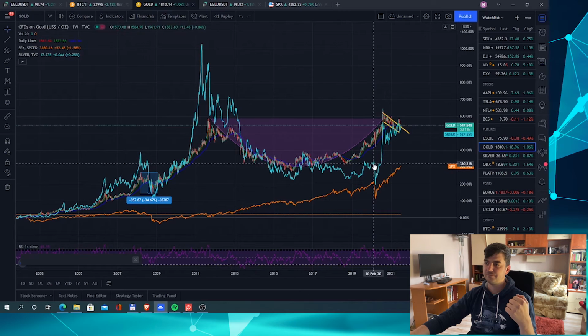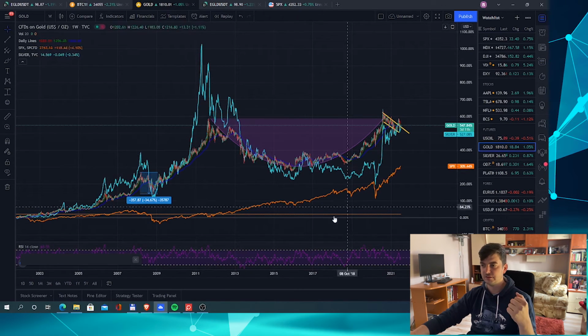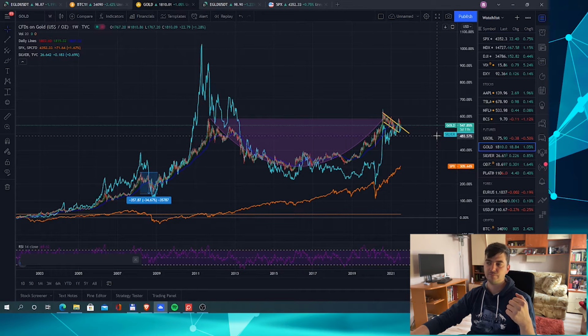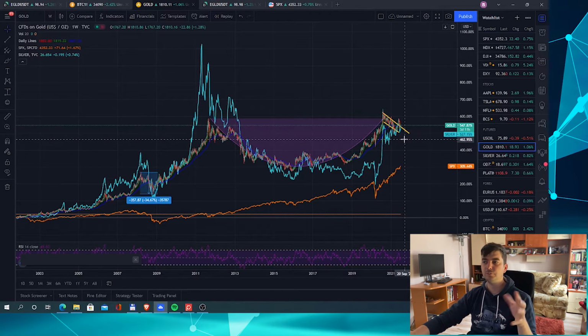It came back. As you can see, the candlestick is the gold, the blue line is the silver, and the orange line, that's the S&P 500. Now what's the problem for me? My problem here is that the S&P 500 is at all-time high. Okay? The gold and silver, they are also pushing it.